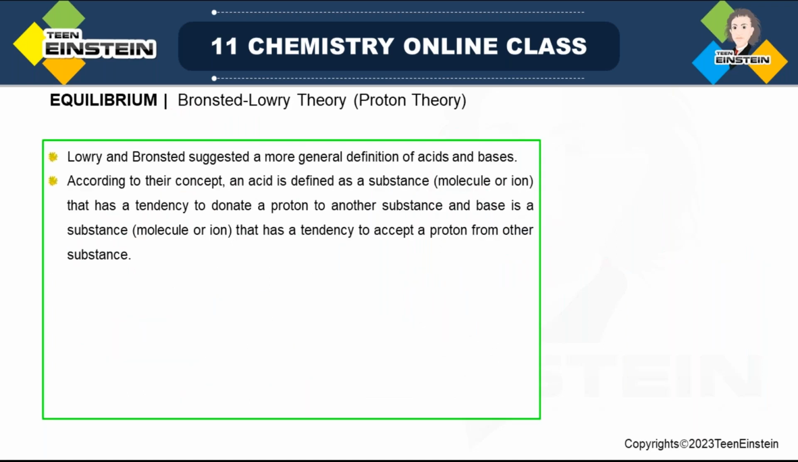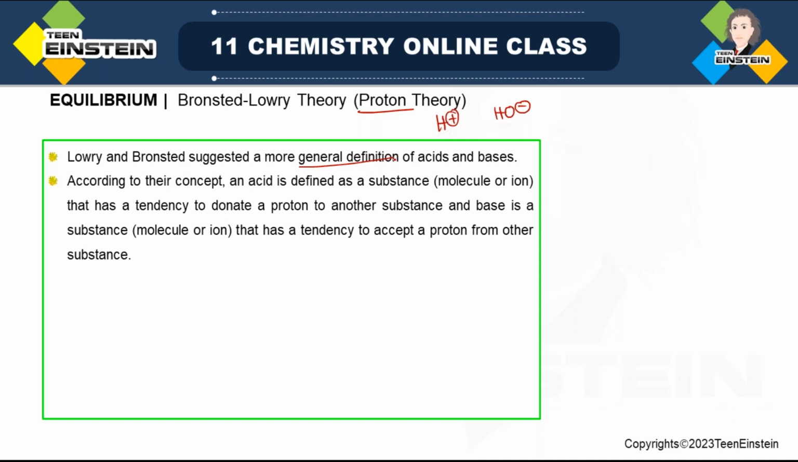So the second theory is the Bronsted-Lowry theory. It is also called the proton theory. Why? In the previous case, you have seen the definition that an acid must produce H plus or H3O plus, and a base must produce HO minus. As if acid is an H plus producer, base is an HO minus producer. But in Bronsted theory, it is totally based on the proton, that is H plus. So Lowry and Bronsted suggested a more general definition. Compared to Arrhenius, the concept is now broadened, widened.